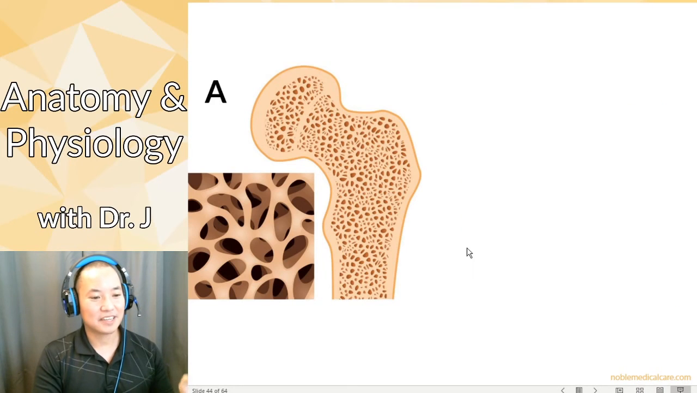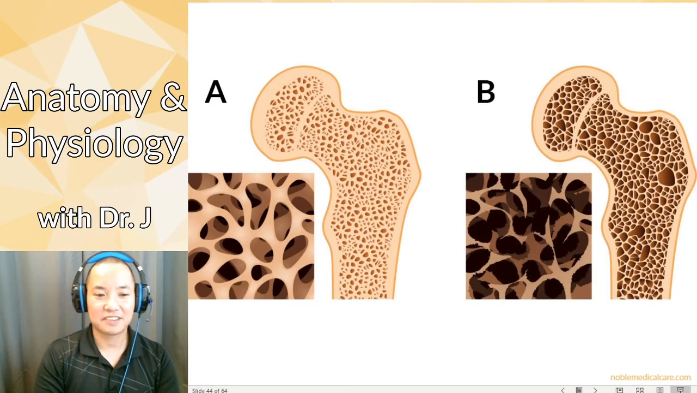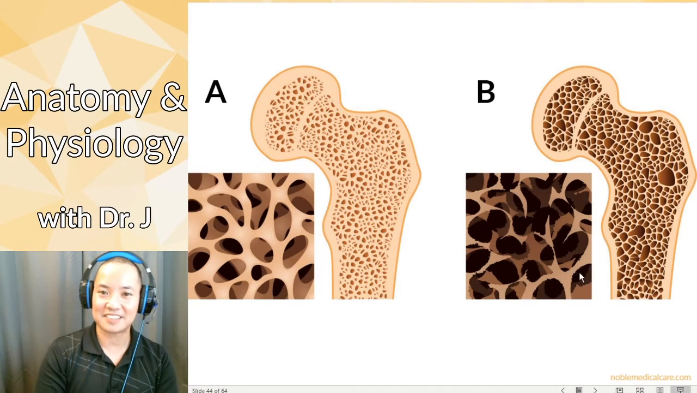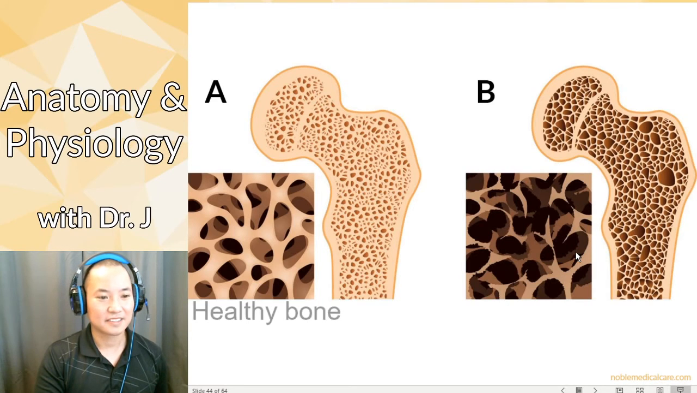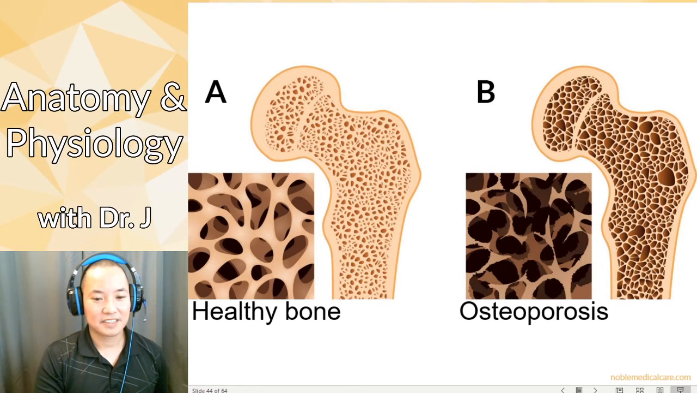Okay, so what we have here, this is normal bone on the left. What do we have here on the right? And someone did mention it. Is it more dense or less dense? Yeah, so B, as you can see, is less dense than A. So this is healthy bone, and here's what we see in osteoporosis.